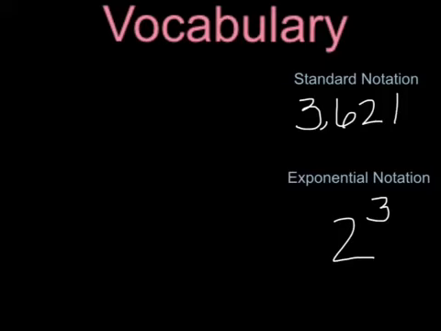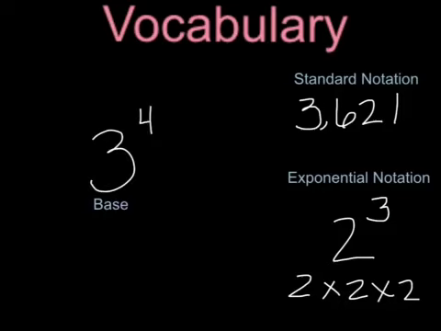Exponential notation. This is a way of representing repeated multiplication by the same factor. For example, 2 to the power of 3 is exponential notation for 2 times 2 times 2. The exponent of 3 tells how many times the base 2 is used as a factor.